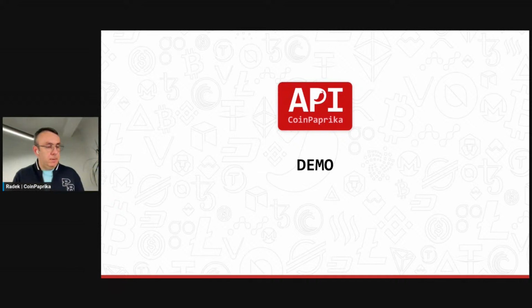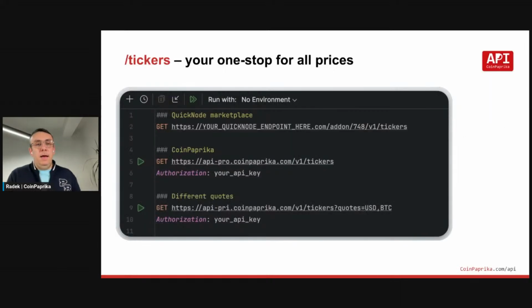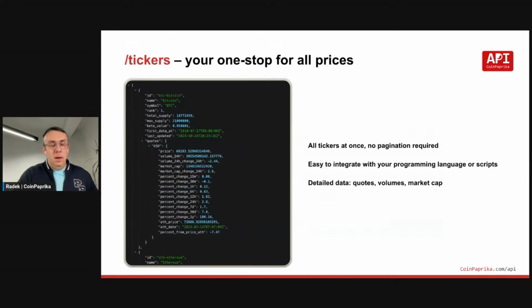Now let's get straight to the point, and I will give you a quick demo of our endpoints. I believe that the first and most important endpoint is called tickers. You will get all the information for all active tickers at once. I can say that among our API endpoints, this is probably the most popular because you are getting the latest and most current price for all assets. Let me show you an example.